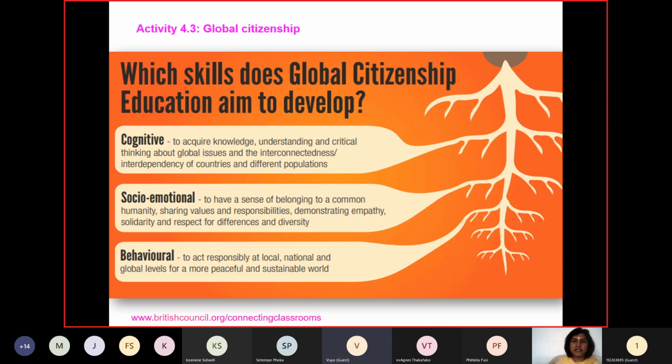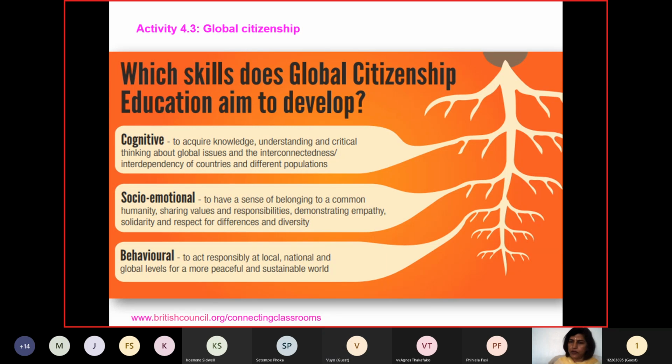If we want to create citizens or global citizens, I believe in starting with citizenship first, active citizenship. What are the skills that we need to develop? This is what the research is telling us: cognitive skills, socio-emotional skills, which you already pointed out in your drawing, and behavioral skills. Let us look at the first one, cognitive skills: to acquire knowledge, understanding, and critical thinking about global issues and the interconnectedness and interdependency of countries and different populations.